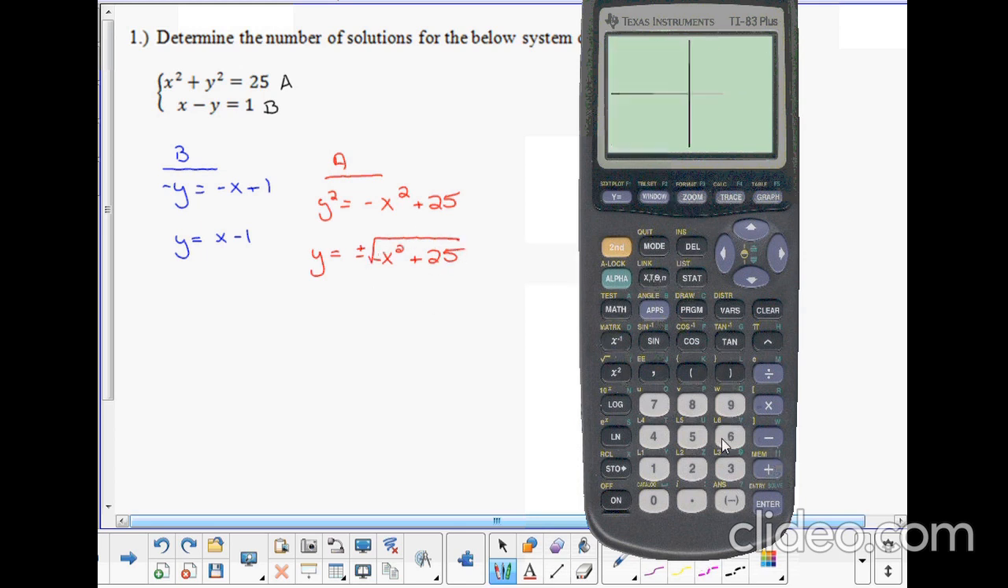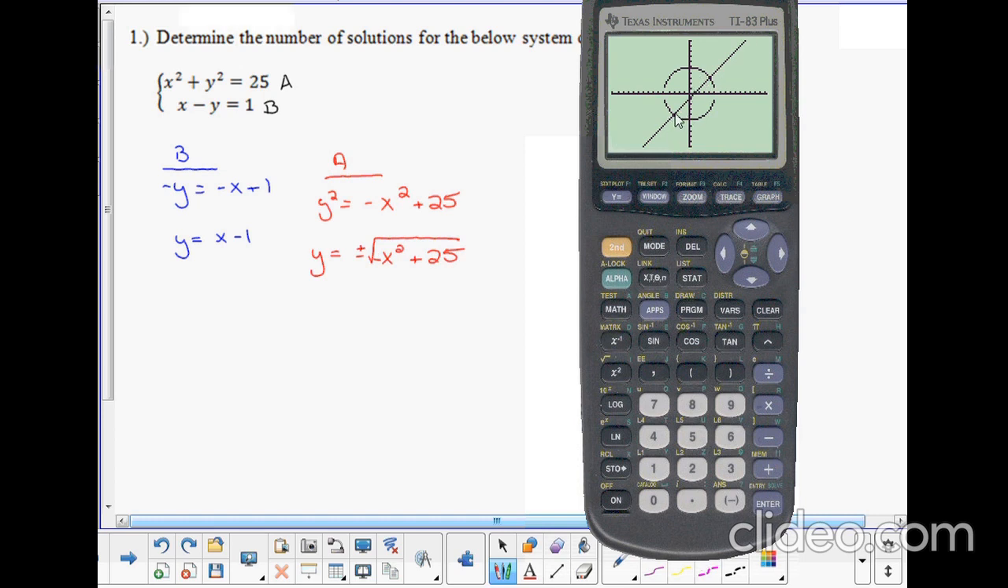Now I can graph this on my standard window, and I can see my line is drawn through here, and I can see my circle is drawn here through here. Now this is a rectangular grid. If I want this to look more circular, I can hit zoom and go down to 5, which will turn it into a square grid. And there you get a better picture. It looks more like a circle. But I can see here that there are two intersections.